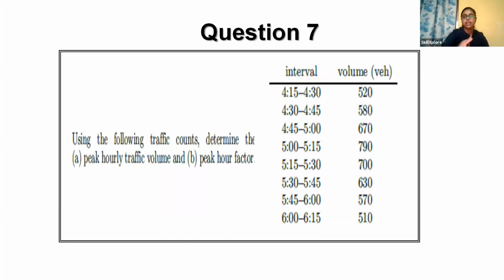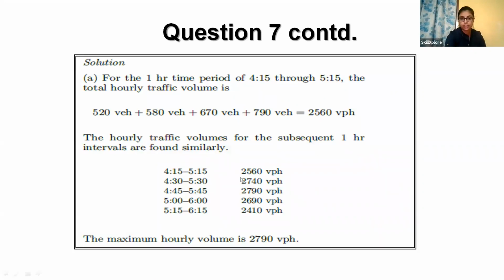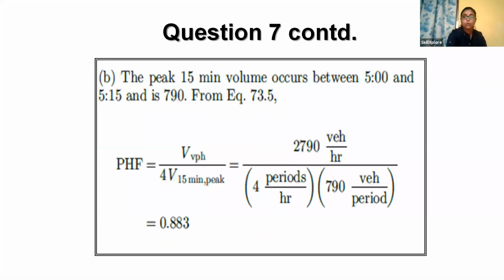So that is one. The second part is the peak hour factor. That is a repeated question that we have already mentioned. We have already seen the formula, and we will see how it is calculated. We now know the peak 60-minute traffic that we have already identified: 2790 vehicles per hour. That is divided by 4 times V15. We already know that V divided by 4 into V15 is the formula for peak hour factor for 15 minutes. And next, what is the 15-minute peak of this traffic?